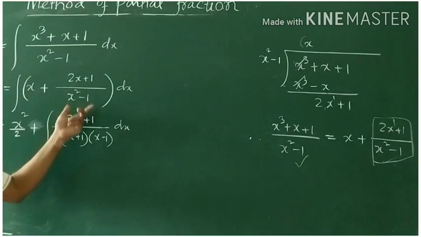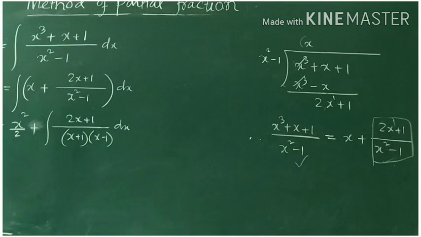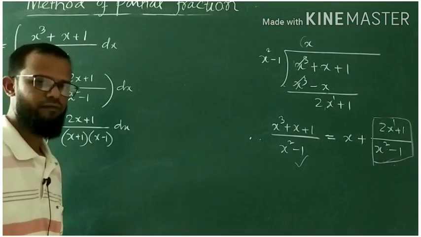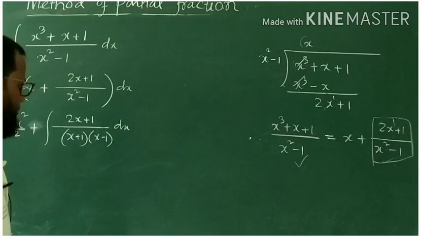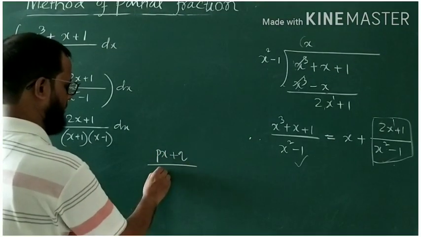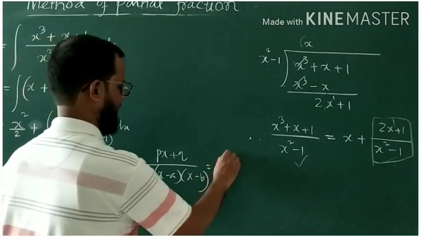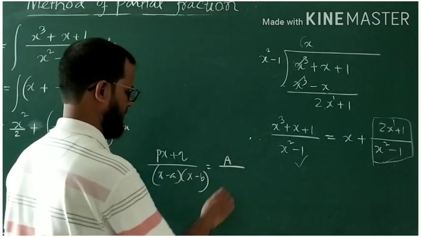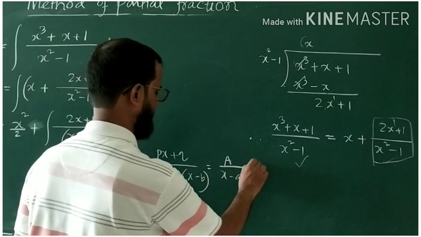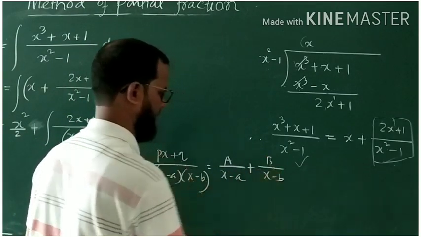I factorize it. Okay, now this particular expression is of the first rule of the partial fraction method. Okay, this is of the type px plus q divided by (x minus a) into (x minus b). So you can take that the partial fraction of this particular expression is a by x minus a, b by x minus b.